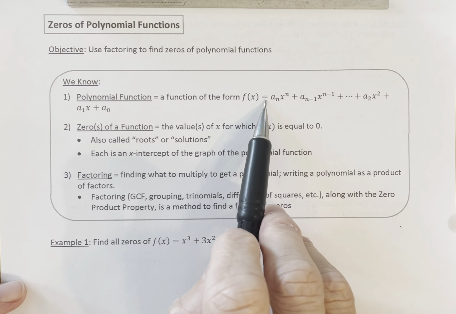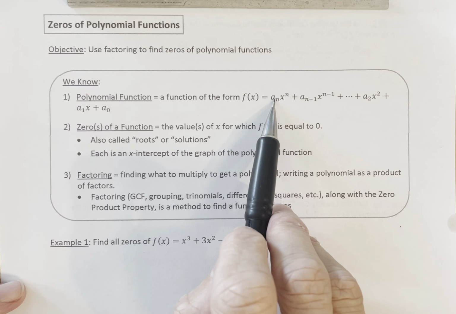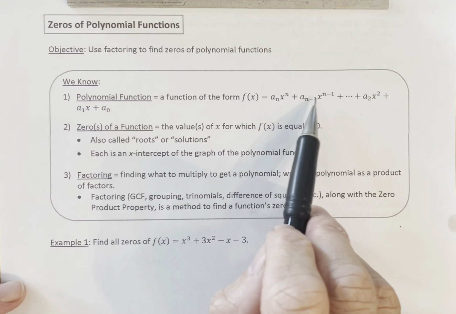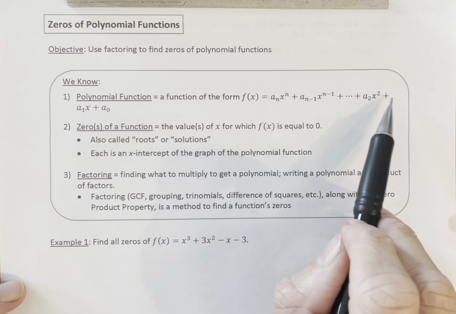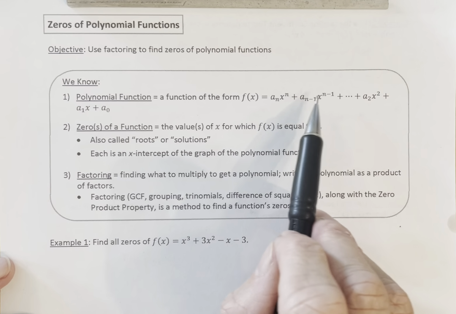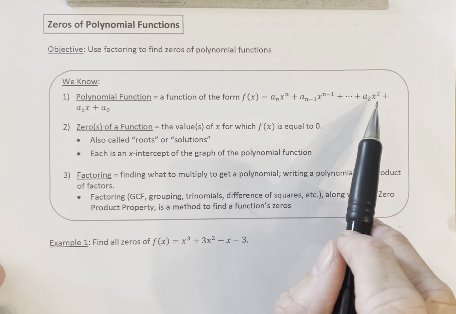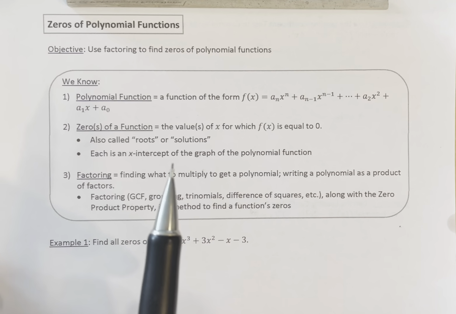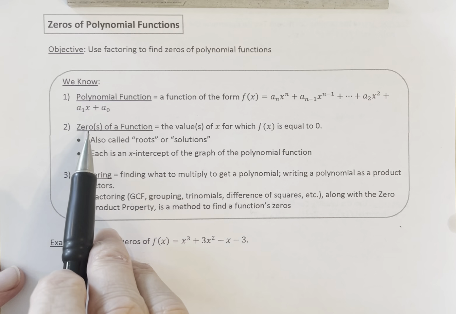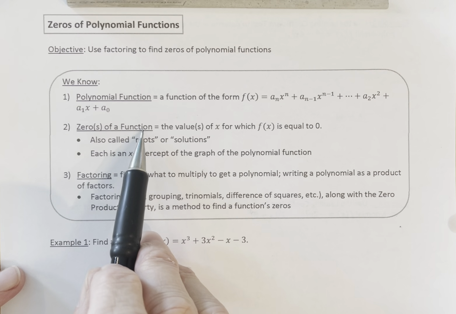f of x is equal to a coefficient times a power of x plus a coefficient times a power of x, etc., finally plus a constant. And when our powers of x are in numerical order from greatest to least, we say that is in standard form. We know what the zeros of a function are.